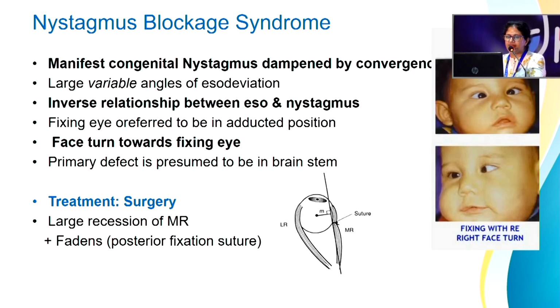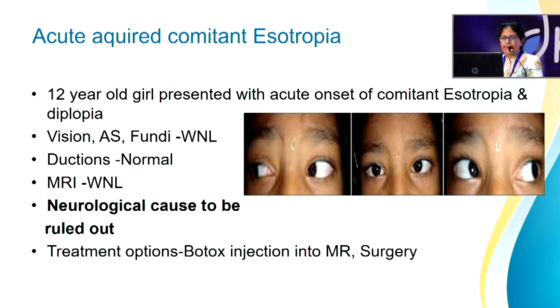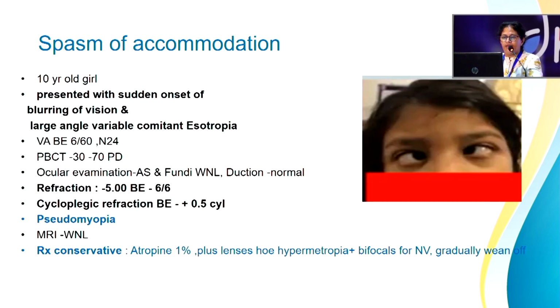The next one is the DD, nystagmus blockade syndrome. It is manifest congenital nystagmus dampened by convergence. That will be dealt with by another speaker. The treatment is large recession of medial rectus along with Faden. And acute acquired concomitant esotropia will also be dealt with by another speaker.